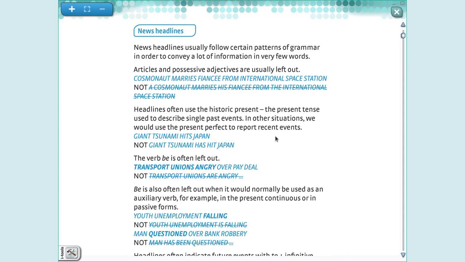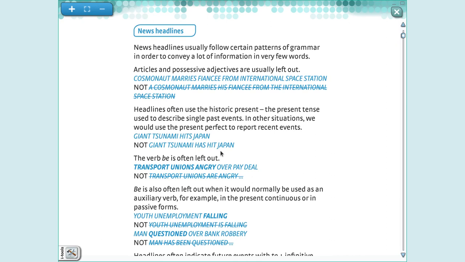We have studied, guys, that present perfect is used to describe recent events. I have just done the exercise. All right? So they don't use the present perfect to describe something that happened recently. They use present simple. So check in here: Giant tsunami hits Japan, and not the giant tsunami has hit Japan. Grammatically, this is the correct option.